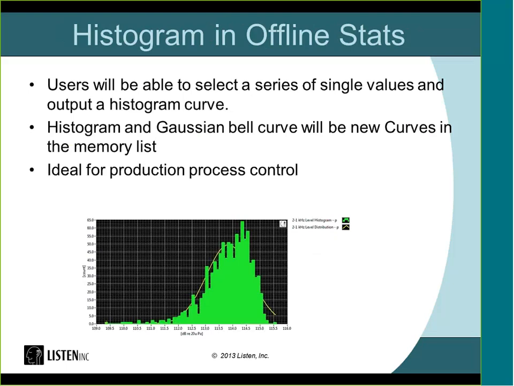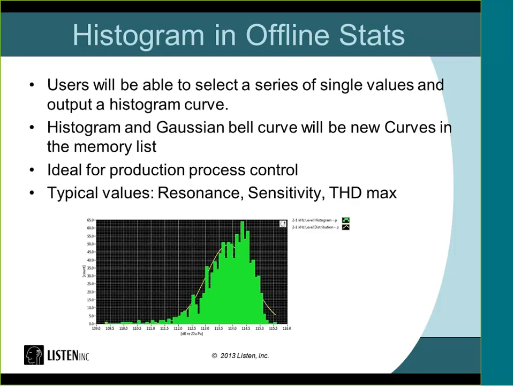This is ideal for people doing production process control. Anyone who's dealing with a lot of single values wants to use this kind of tool along with CP, CPK, and have a little bit more expanded statistical analysis capability. Some typical values you might use for histogram would include the resonance, both the frequency, magnitude, perhaps even the Q, sensitivity, of course, THD max, any single values that you generate from production data or otherwise. So let me show you the new histogram function.